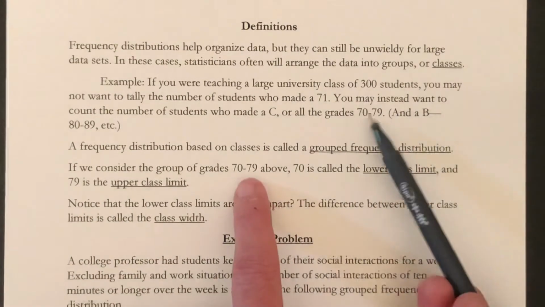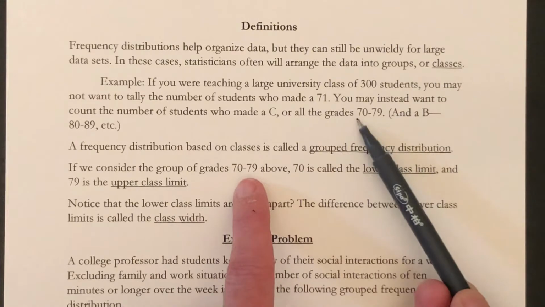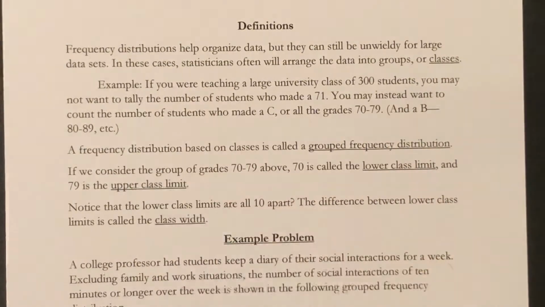And notice here, one class would have started with 70, the next would have been 80, A's start with 90s. They are all 10 apart. The difference between the lower class limits is called the class width.